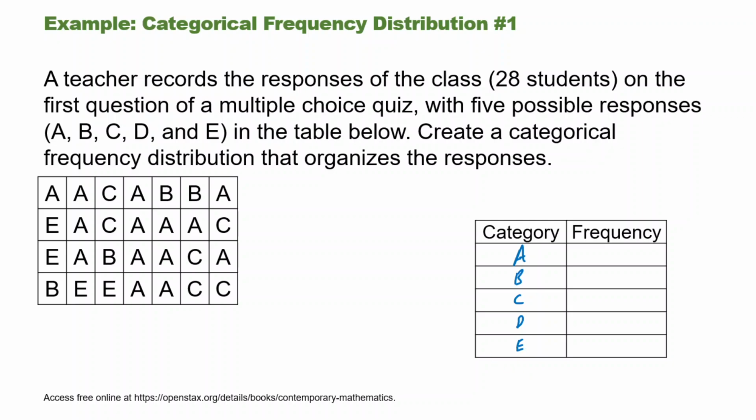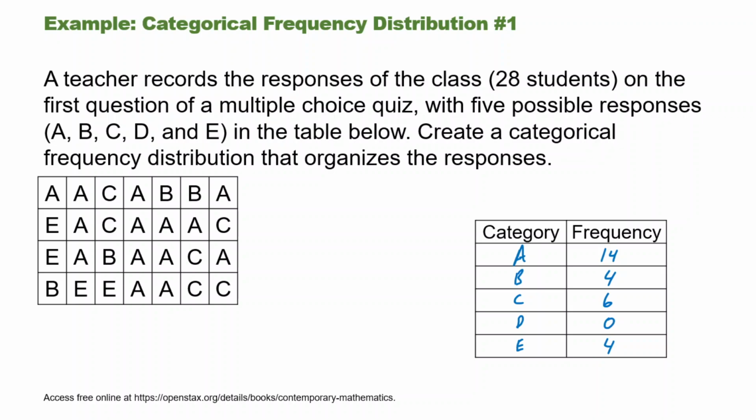And so all that remains for us is to count the number of each category. If we count the number of A's that appear, that is a frequency of 14. The frequency of B is 4. The frequency of C is 6. Frequency of D is 0. And the frequency of E is 4.